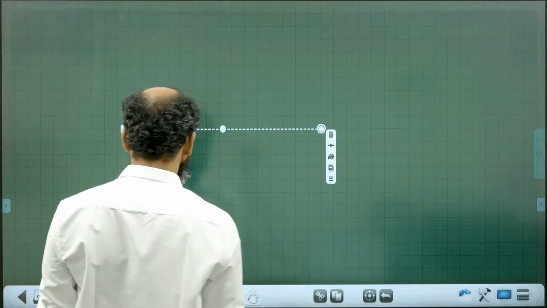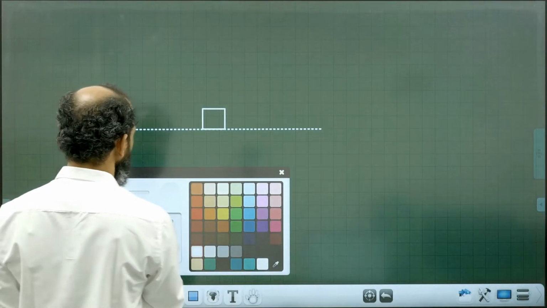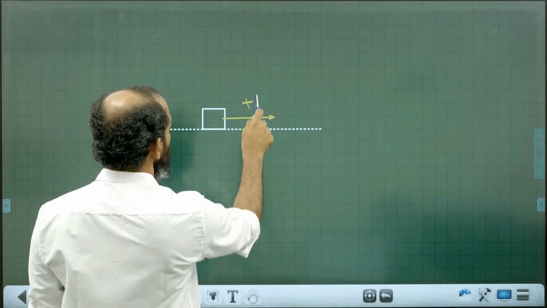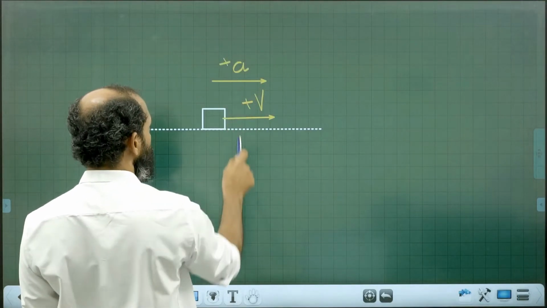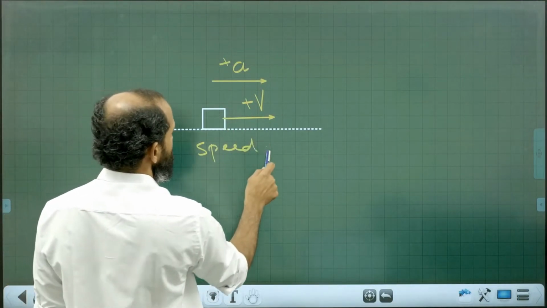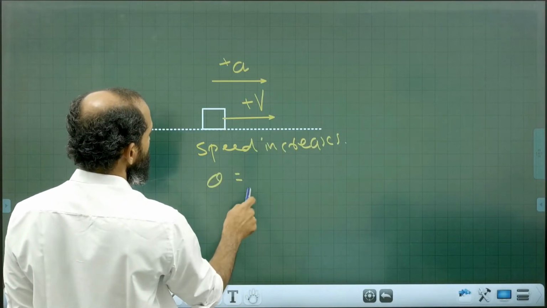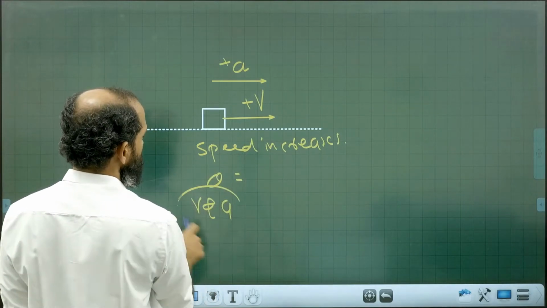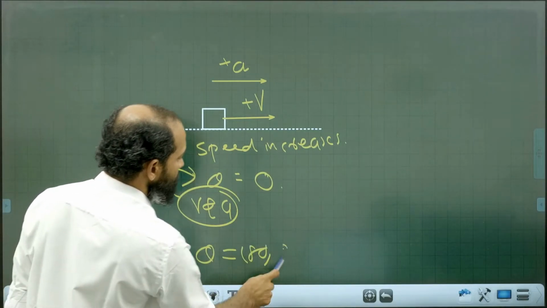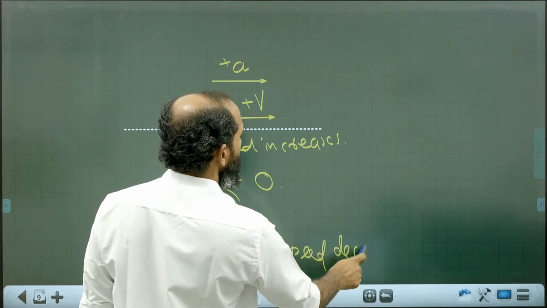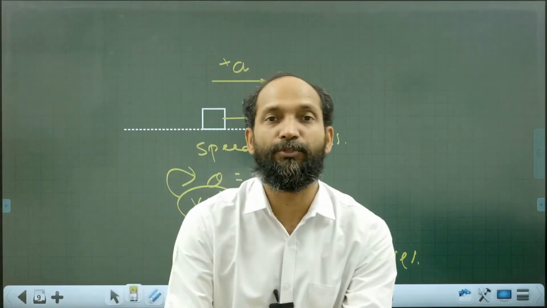When you deal with sign conventions, when a car is moving in the rightward direction, like this, velocity is given as positive. If its acceleration is also towards the right, that is also positive, then speed increases. So the angle between velocity and acceleration, angle theta, is equal to 0. But if theta equal to 180, speed decreases. So in one dimensional motion, the angle between velocity and acceleration can have only two possible values.